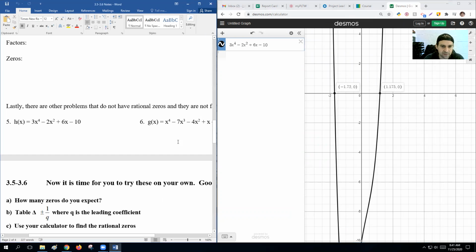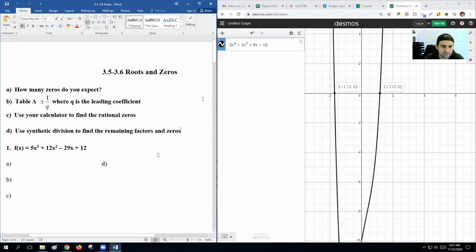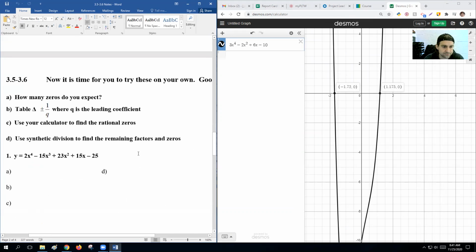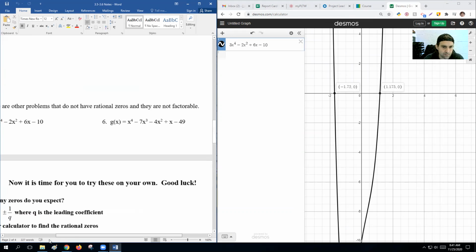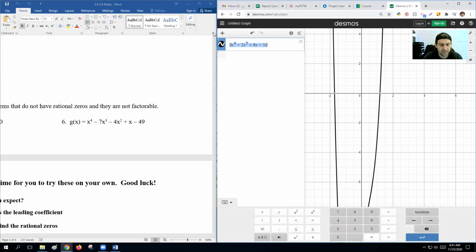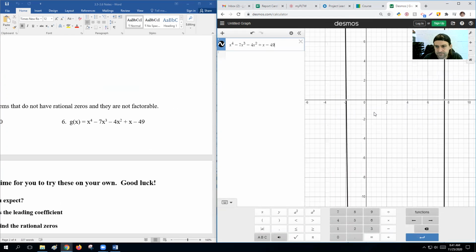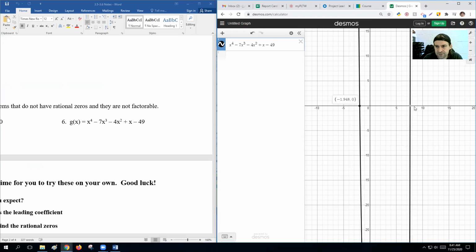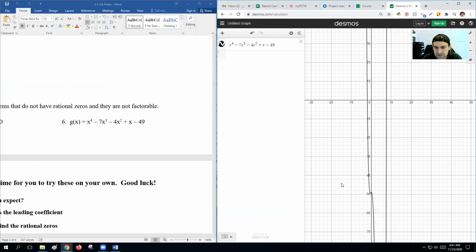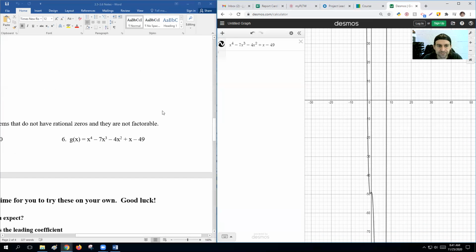If we look at the next problem here, can I slide this over? It's not letting me. Let's look at x to the 4th minus 7x to the 3rd minus 4x squared plus x minus 49. All right, so same thing, rational zeros, plus or minus 1, nothing. We get no rational zeros. So we got to make sure that our rational zeros exist for us to break down. So if you ever get one that doesn't work out, that means you typed it in wrong, because I'm going to make sure that all of these come out nice.